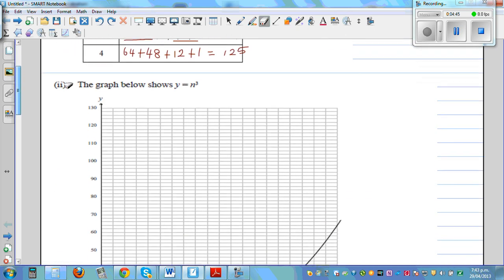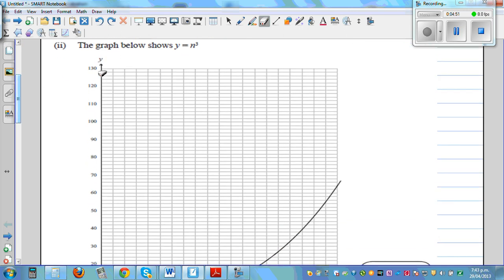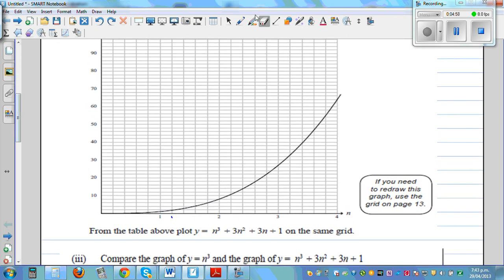Okay, now the graph below shows y is equal to n cubed. So this is your y-axis. On the y-axis you have taken y, and on the x-axis you have taken n. So let's first read the graph. Okay, so what is given? This is going up on the x-axis: this is 1, this is 2, this is 3, this is 4. On the y-axis this is 10, this is 20, and so on. So this is going up in 2s, 2, 4, 6, 8, 10.